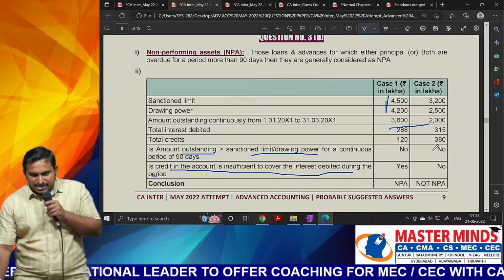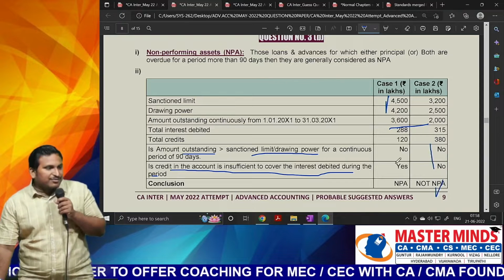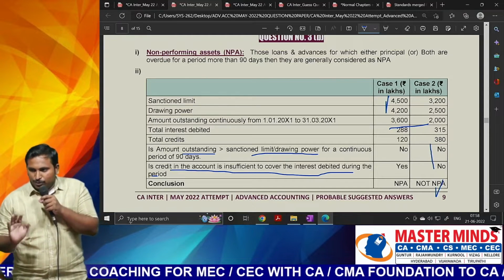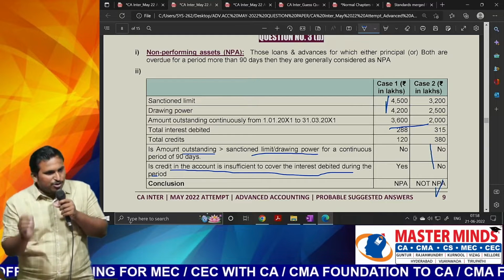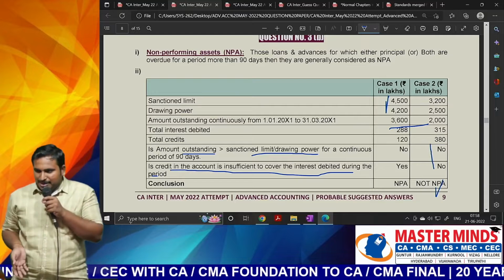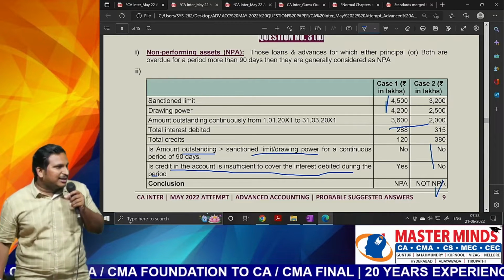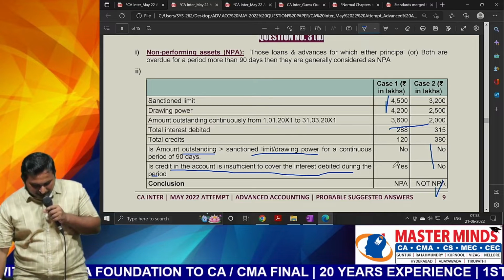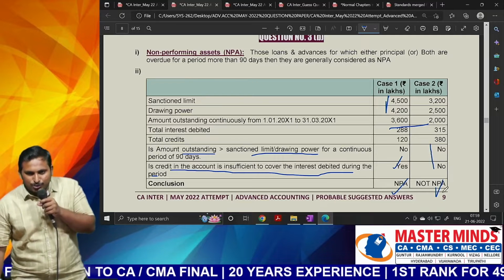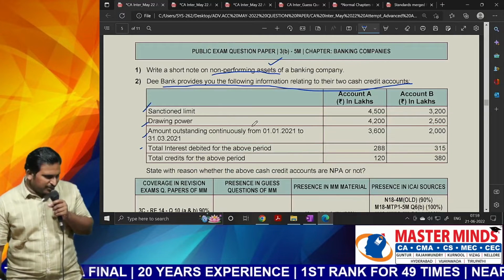Only when both these conditions are not satisfied, you are a PA, sir, not an NPA. Both are conditions of default: either the amount outstanding is greater than the sanction limit or drawing power, or your credits are insufficient to cover the interest debited, or there are no credits. So these are all the conditions of default. If any of the conditions is satisfied, it is an NPA. Here one condition is satisfied, so NPA. Only if none of the conditions are satisfied do you become a PA, that is not an NPA. So like that you will solve that question.